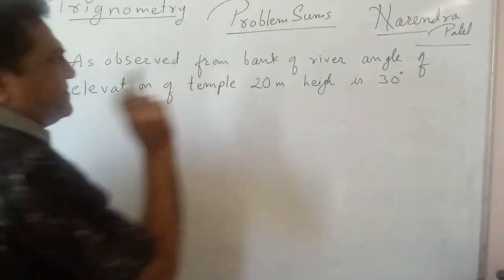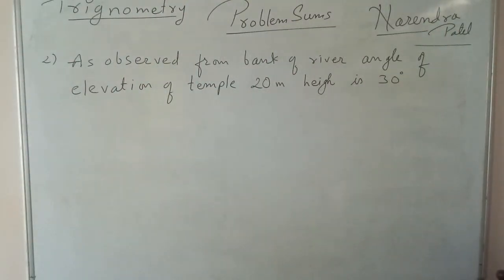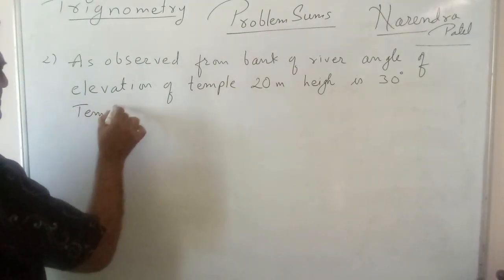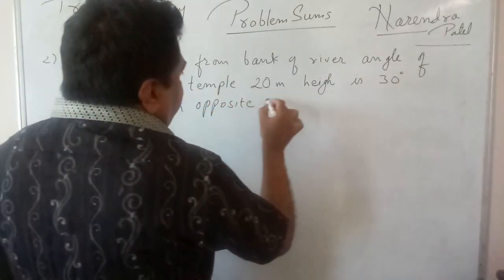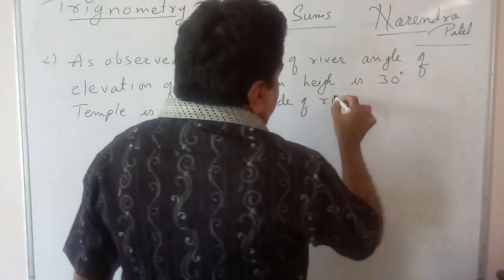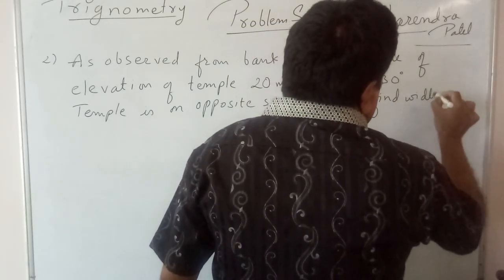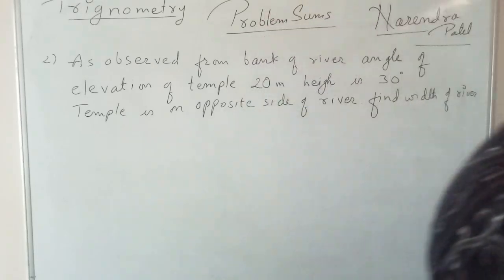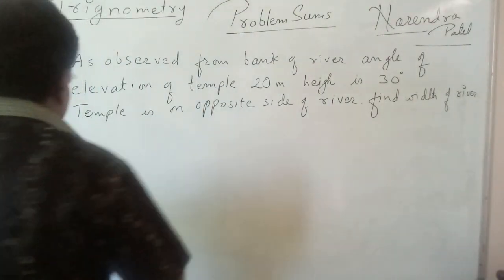That is, as observed from the bank of the river, the angle of elevation of the temple 20 meters high is 30 degrees. The temple is on the opposite side of the river. Find the width of the river. What do you have to find? The width of the river. Now see, here we will draw the figure first of all, then we will solve it.